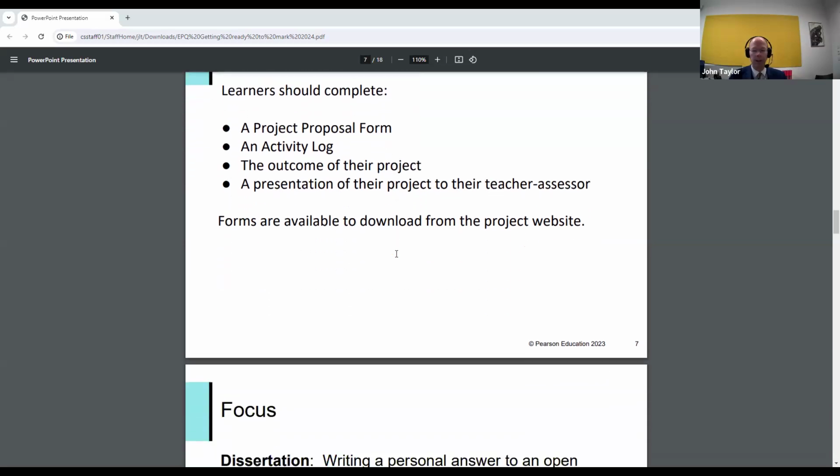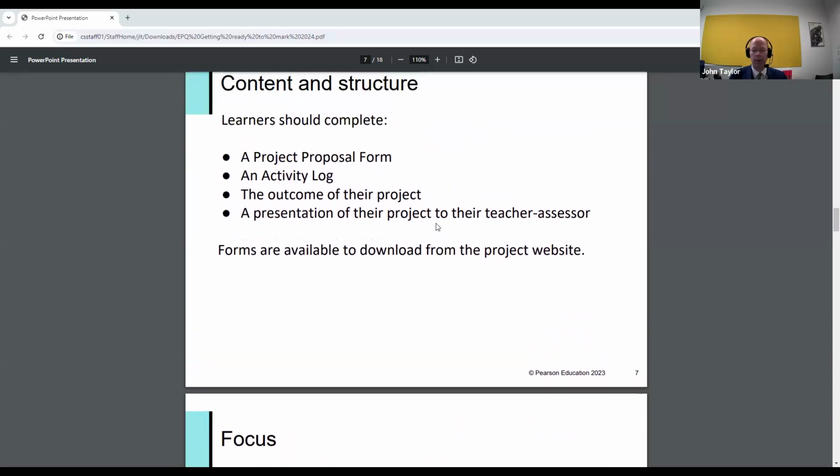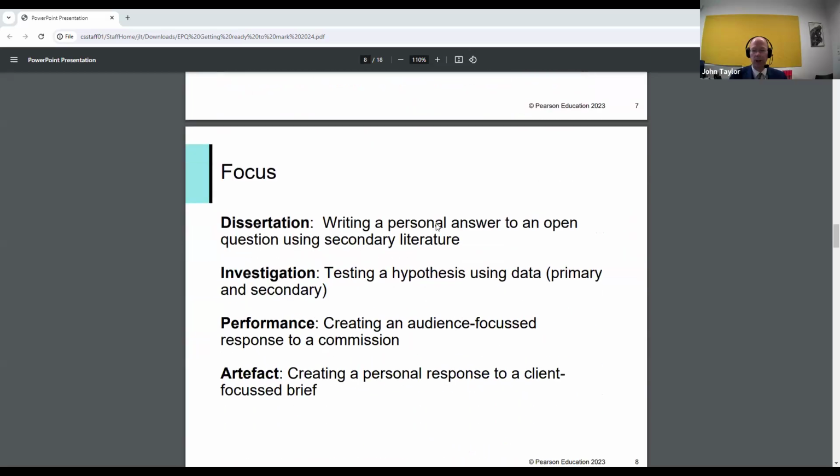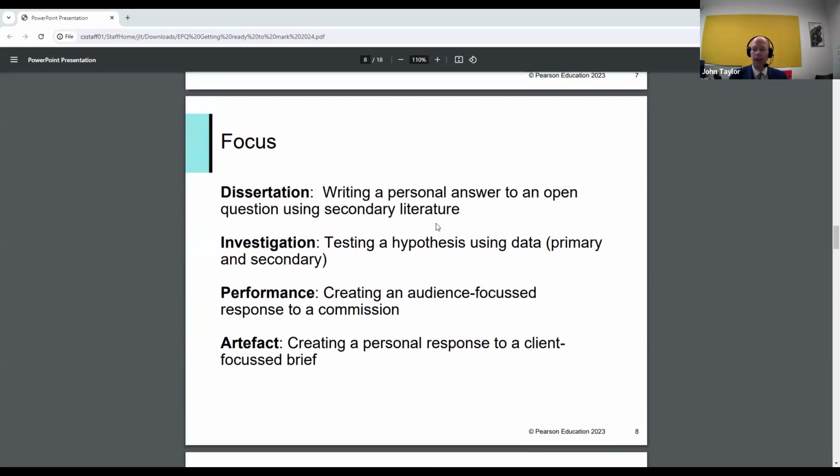There are forms available, as you probably know, to download from the project website. So please do access those, because they are expected as the format that we want to see with the assessment evidence when it's sent in.